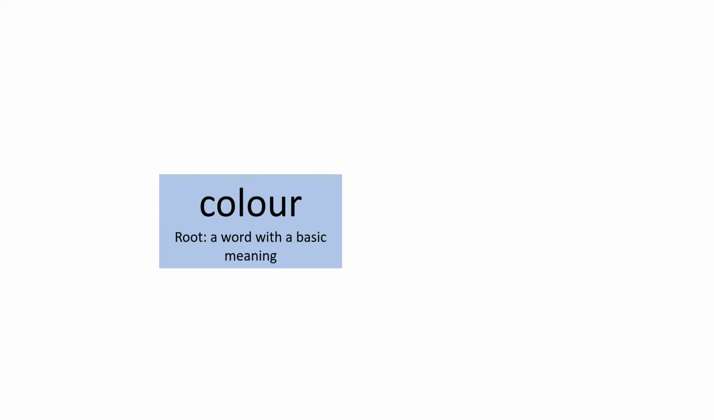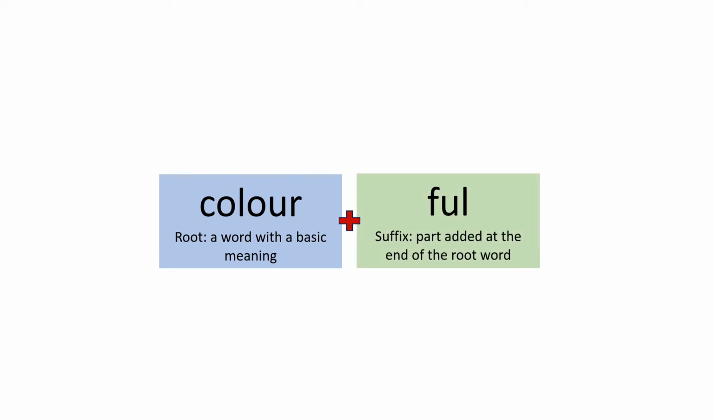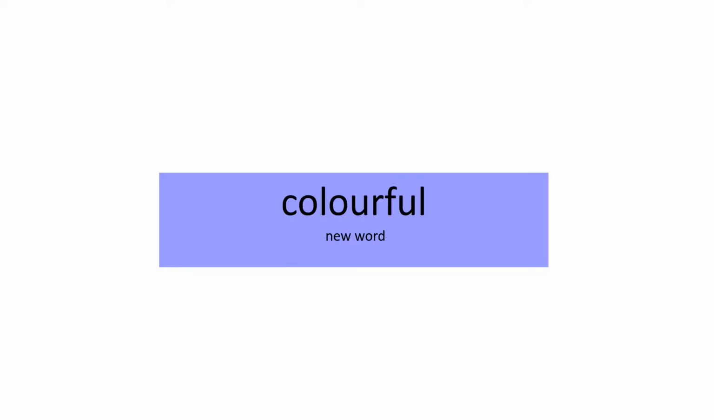Let's look at the root word color. We can add a small part behind color to form a new word. Here, the suffix full is added. A new word is formed. Colorful.